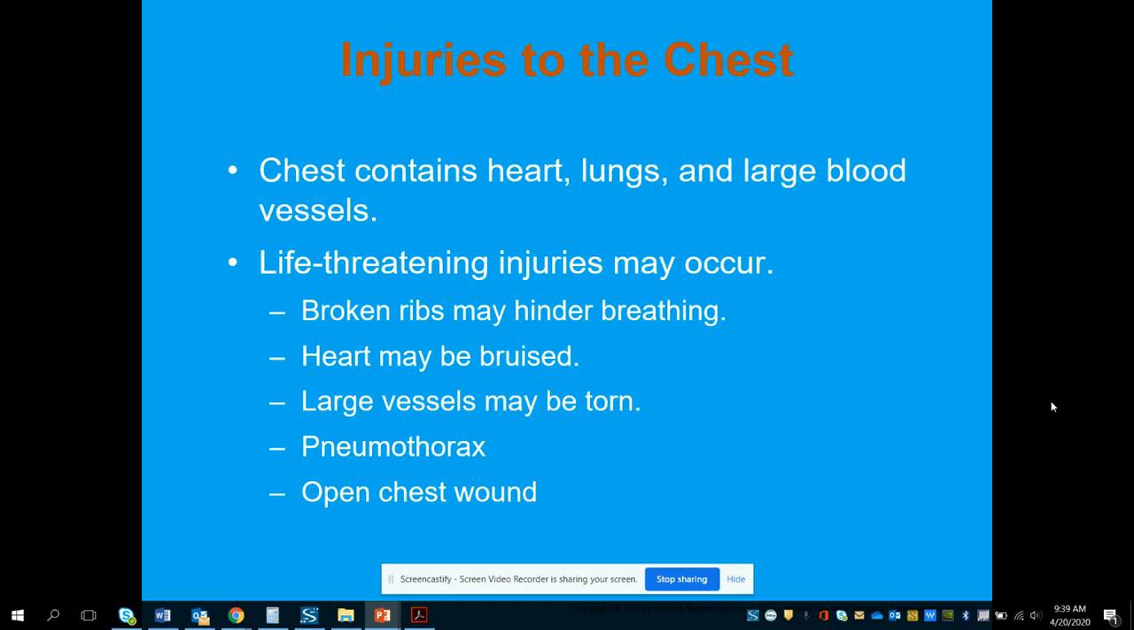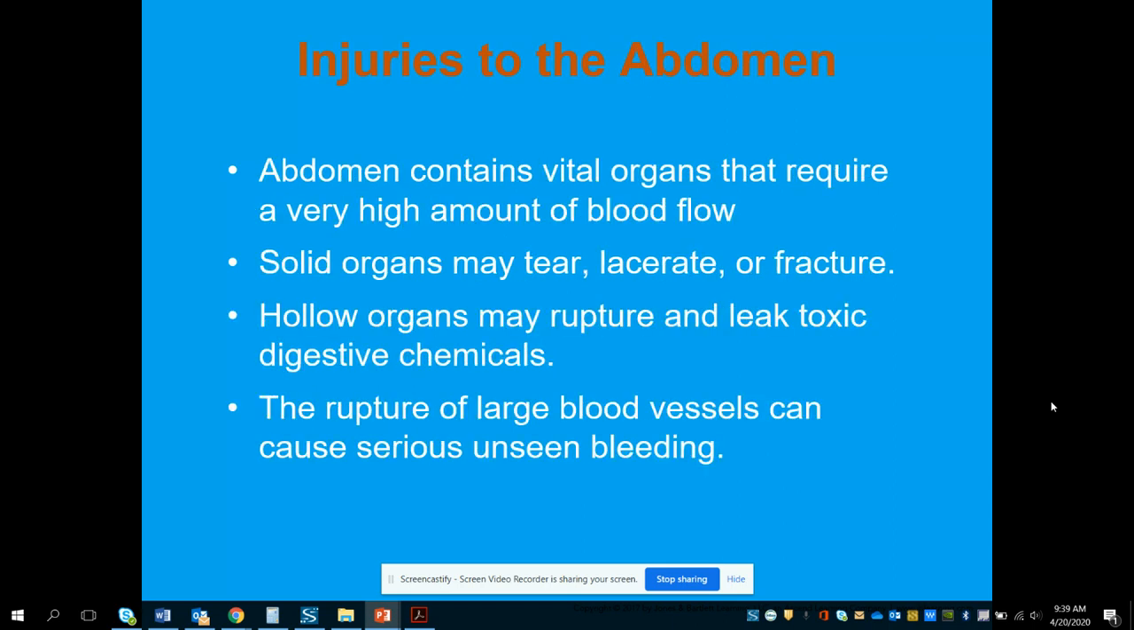Injuries to the chest, obviously here we have our heart, lungs, and large blood vessels. Life-threatening injuries can occur here. It could be a broken rib that's hindering breathing. Could be the heart that's bruised. Large vessels could be torn and having some internal bleeding there. Could be a pneumothorax. Could be an open chest wound where you've got air coming in from that area. So as we get to these different chapters within the text over the next couple of weeks, we'll be looking at the treatment for each one of these.